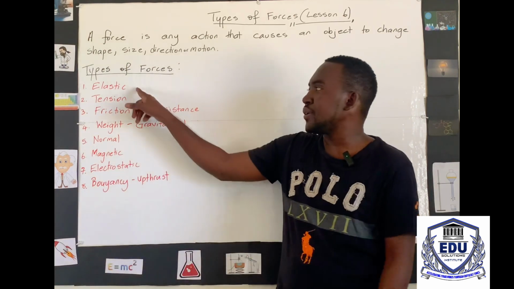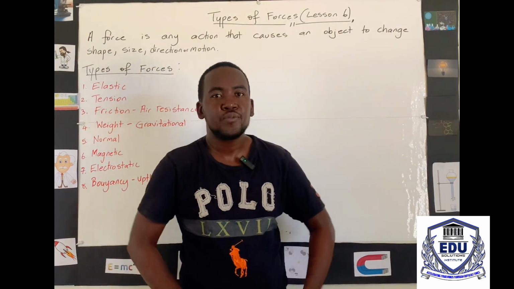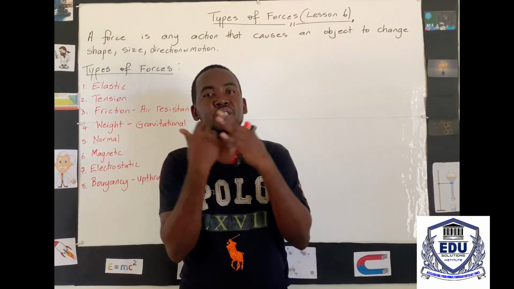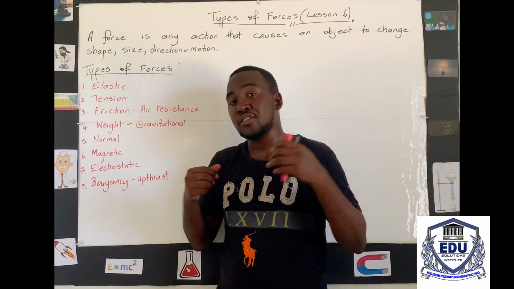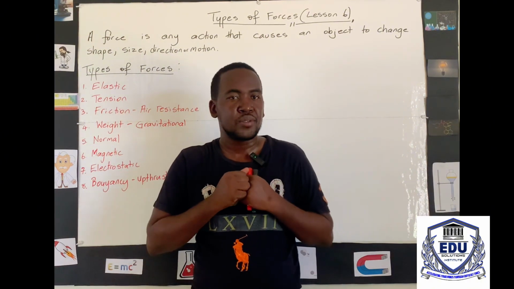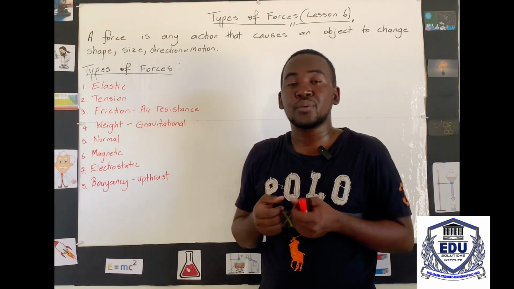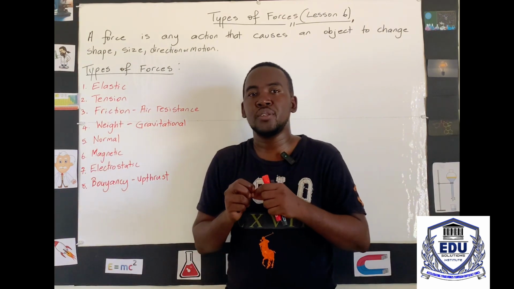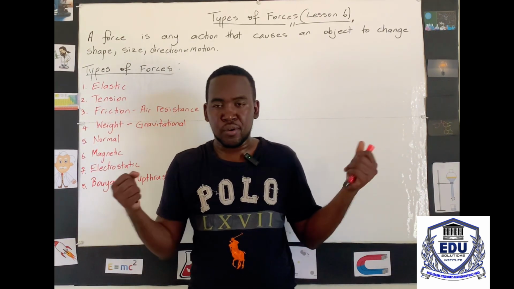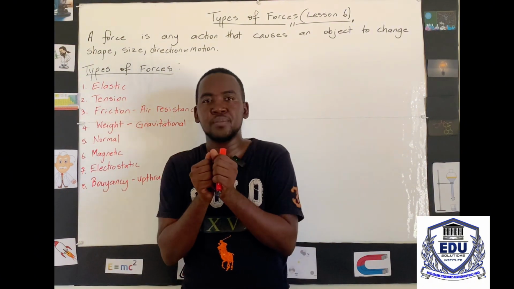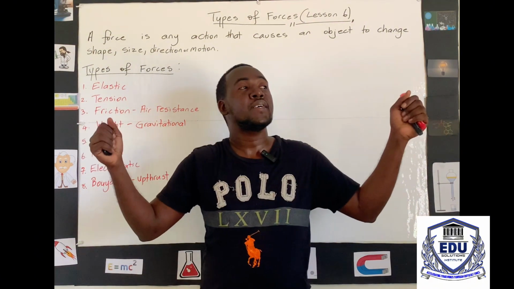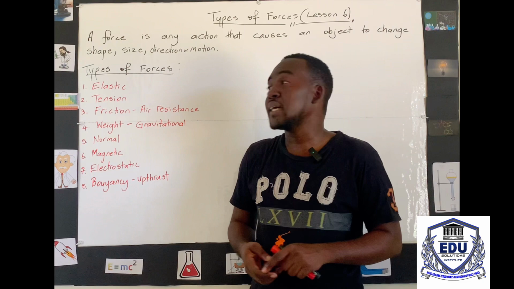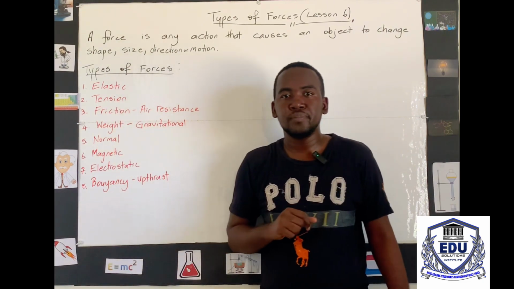So the first one is called the elastic force. Now, the elastic force is a force that causes an object to return to its normal position when it is either stretched or compressed. An example would be springs. When you extend a spring and you release it, the spring comes back to its normal position, or a rubber band. Or if you compress the spring, meaning you push it closer together, when you release it, it flies or returns to its original position. The force that's responsible for doing that is called your elastic force.